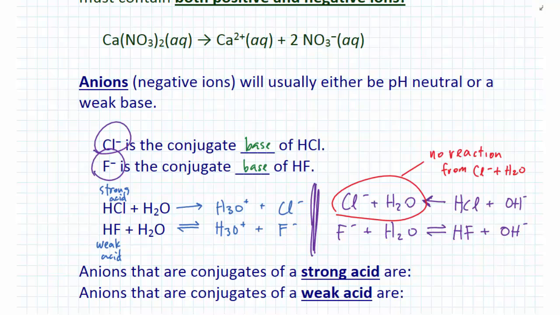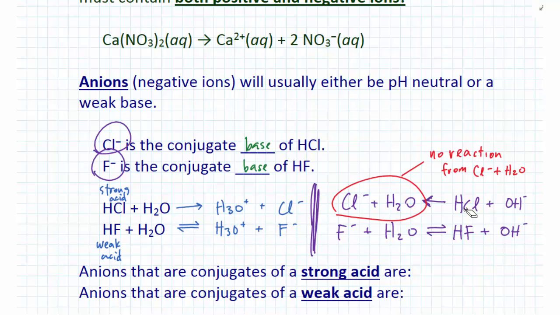If chloride could get an H from anything, it would form HCl, which is a strong acid. It would just break right apart again. Okay? So strong acids don't get formed as products. Strong acids are reactants, right? How do you form strong acids then?